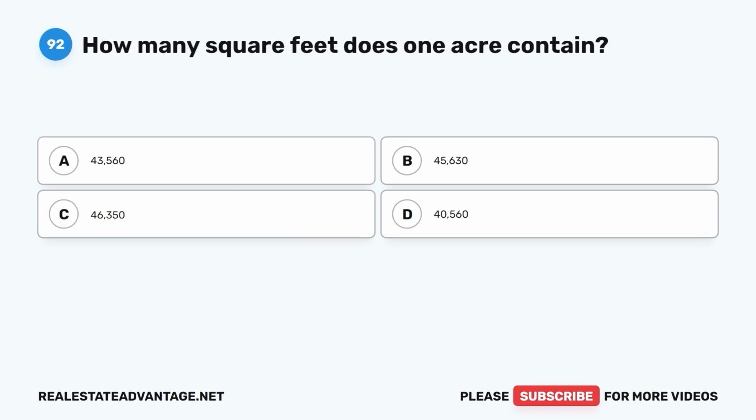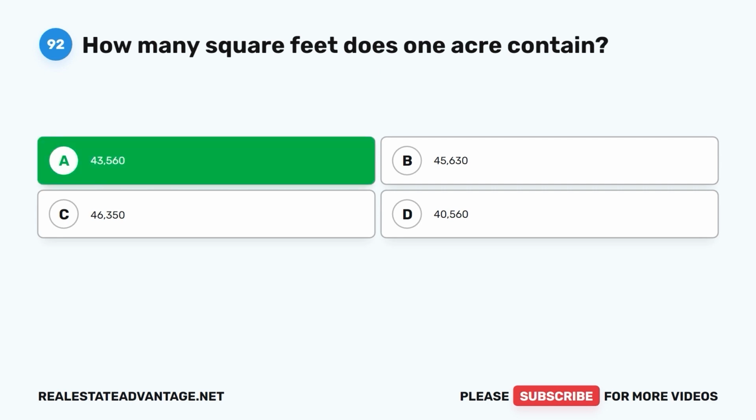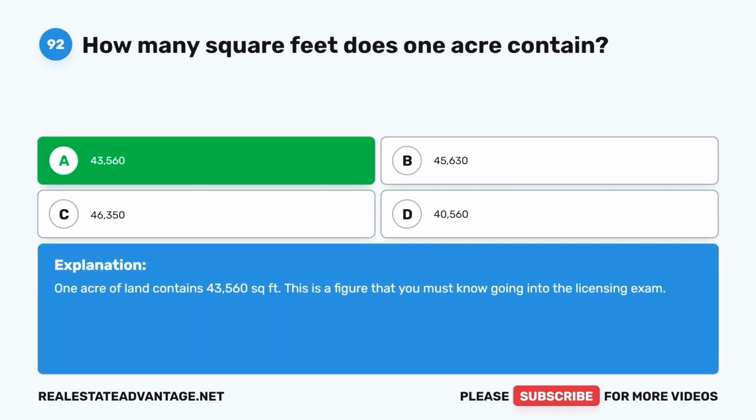$345,000. Question 92. How many square feet does 1 acre contain? A. 43,560, B. 45,630, C. 46,350, D. 40,560. The correct answer is A. 43,560. 1 acre of land contains 43,560 square feet. This is a figure that you must know going into the licensing exam.